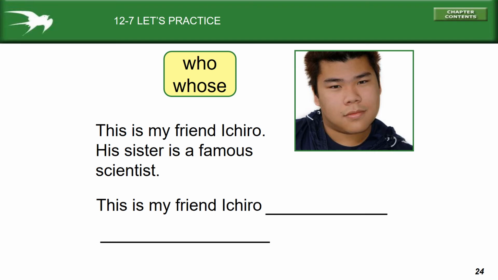Okay, let's do a little bit of practice and that'll be it. This is my friend Ichiro. His sister is a famous scientist. This is my friend Ichiro, whose sister is a famous scientist. And we'll use the comma because it's a specific person.